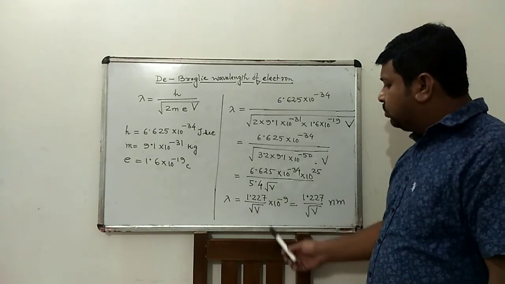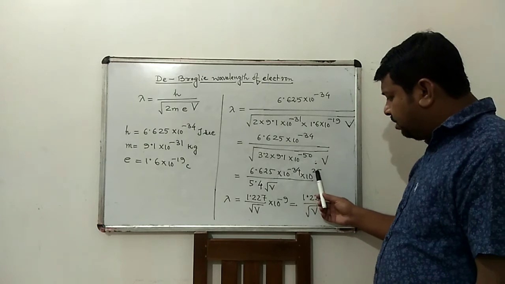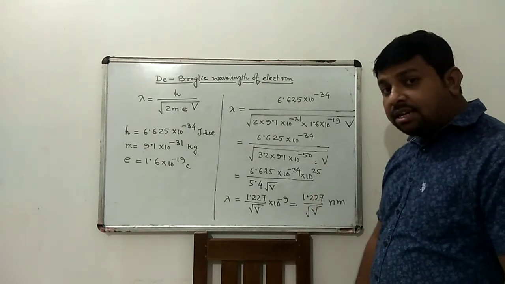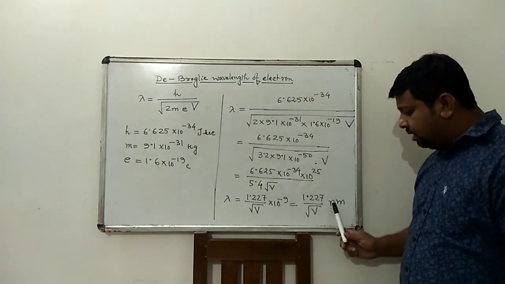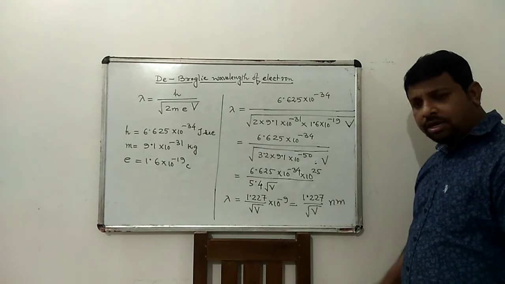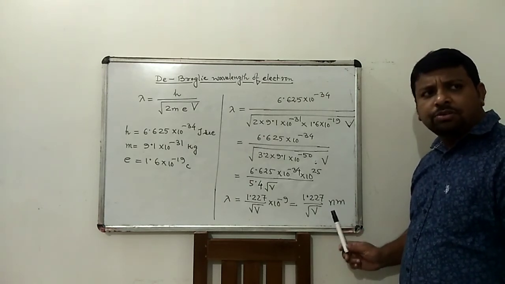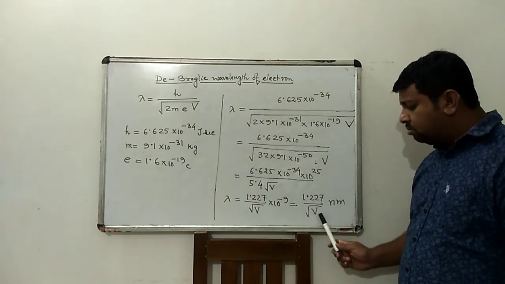calculation. 1.227 by square root of V, and 10 to the minus 34 by 10 to the 25 will be 10 to the minus 9. So 10 to the minus 9 means nanometer. Then it will be 1.227 by square root of V nanometer. Okay, so this is the de Broglie wavelength of an electron. This is the most important question.